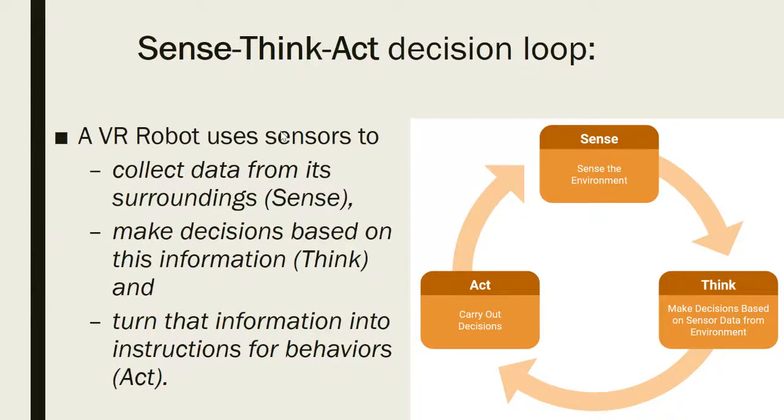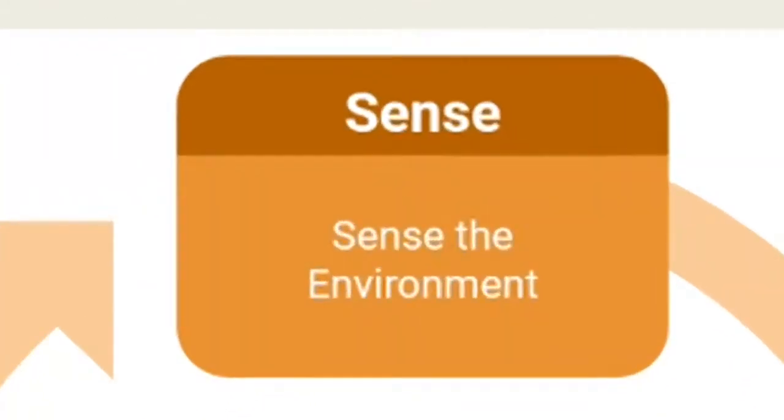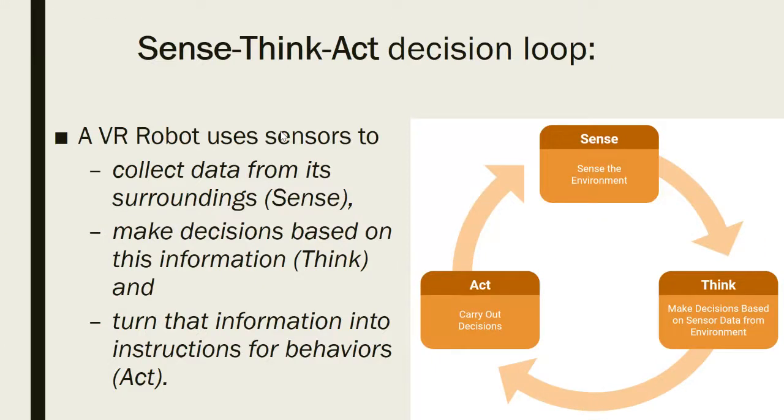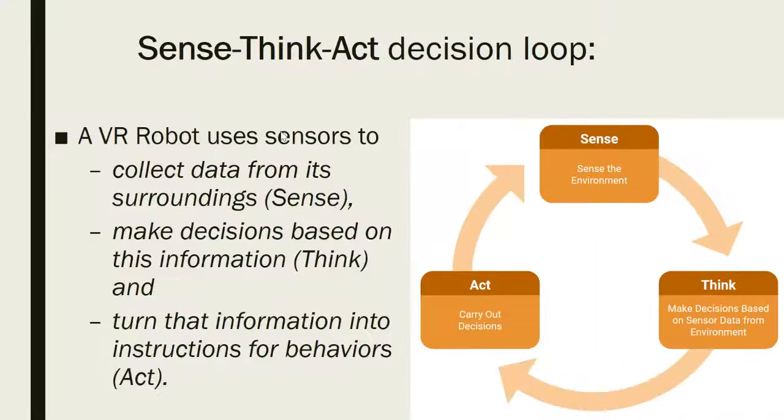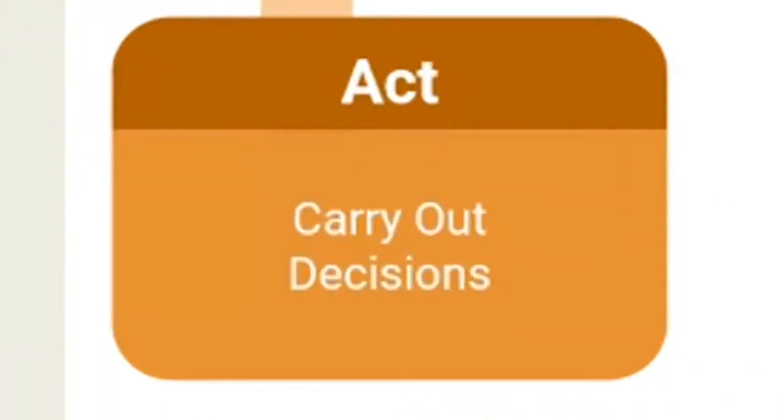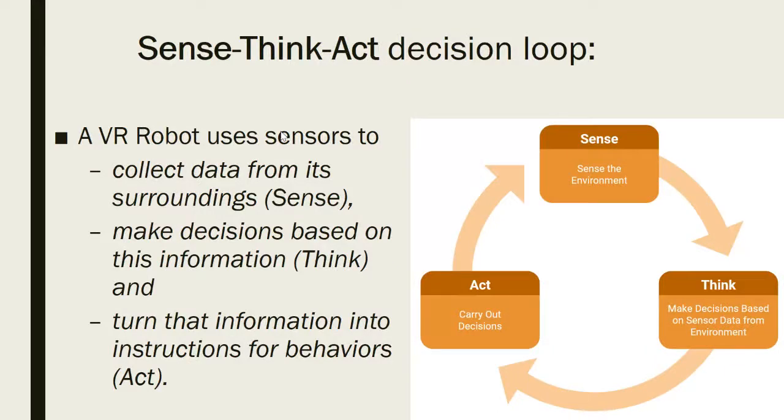Computers, machines do this all the time. You might have noticed that at the stores, when you walk in, the doors automatically open for you. It's not magic. That is another sense think act decision loop where the sensor senses you in front of the door, makes a decision based on anything that has been programmed into that machine, and then acts according to that thinking, meaning that the door will then open for you.